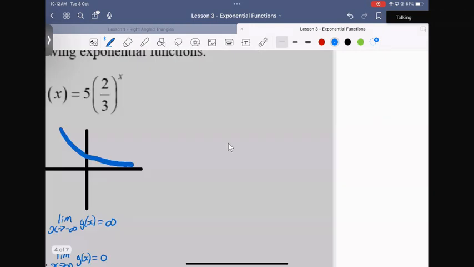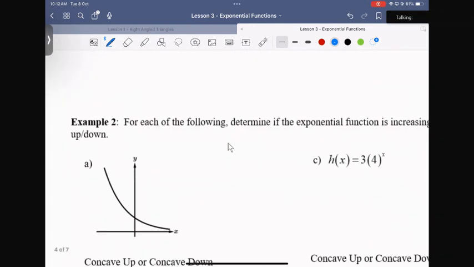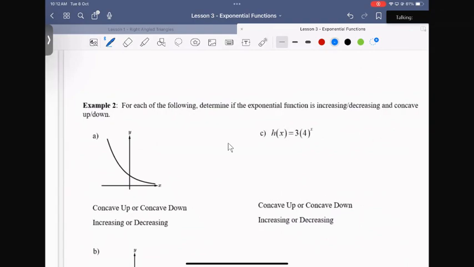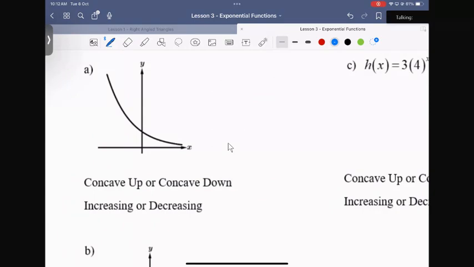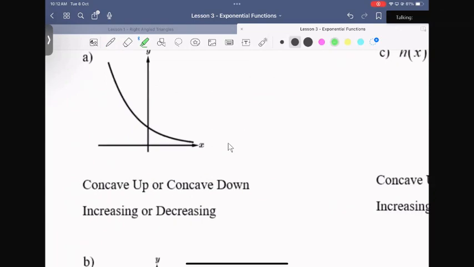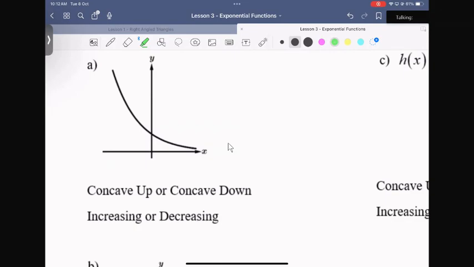Okay, next. For each of the following, determine if the exponential function is increasing, decreasing, concave up, concave down. So this isn't going to take much time. We'll do this first one together. Is this graph concave up or concave down? Concave up. Is it increasing or decreasing? Decreasing. What is the possible values of A and B? What is the possible values for A? What is the possible values for B?